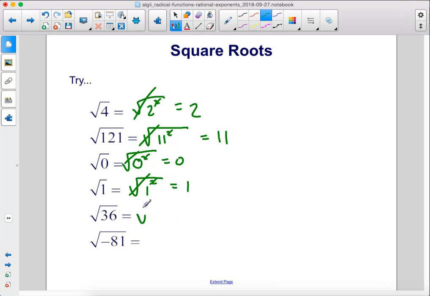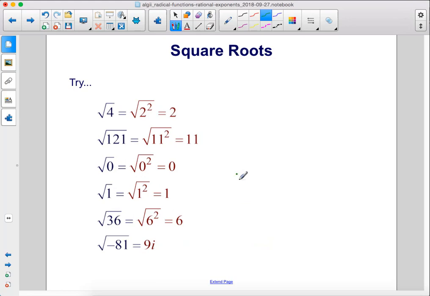The square root of 36 can be rewritten as 6 squared. The square root and the square cancel, leaving us with 6. And here, this can be rewritten as negative 9 squared. The negative sign has to be rewritten as an i out front, leaving us with i square root of 9 squared, and then the square root and the squared cancel, leaving us with 9i. And here are all the answers.